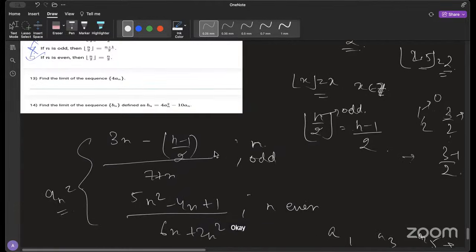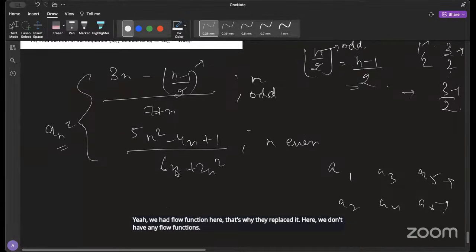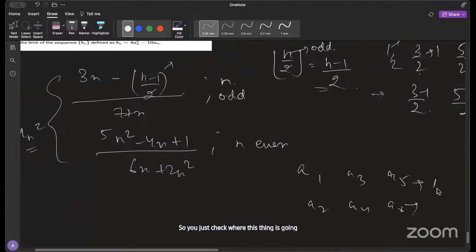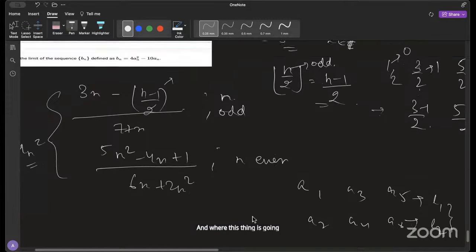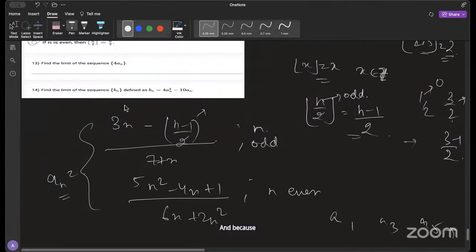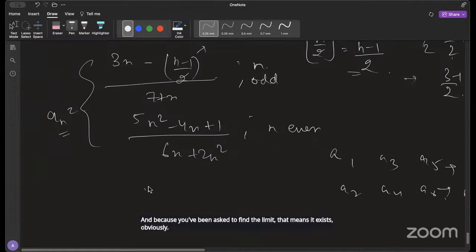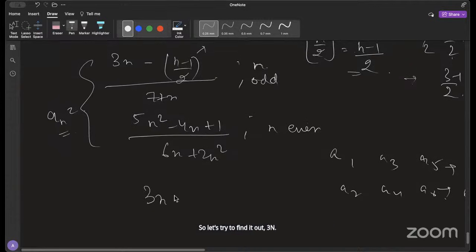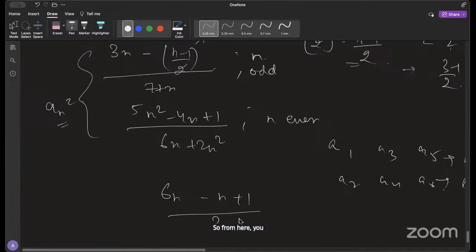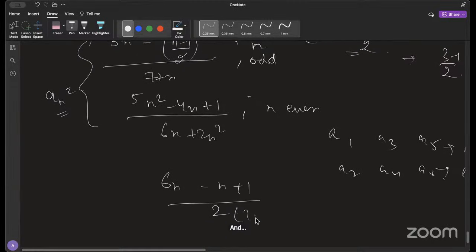We substituted this because here we had n by 2, so we know the floor function, yes, we had a floor function here. That's why we replaced it. Here we don't have any floor function, so you just check where this thing is going and where this thing is going. If these two are equal, then the limit exists. And because you've been asked to find the limit, that means it exists, obviously. So let's try to find it out. 3n. If you solve this, you'll have 6n minus n plus 1 by 2. So from here you will have a_n, 7 plus n, right?